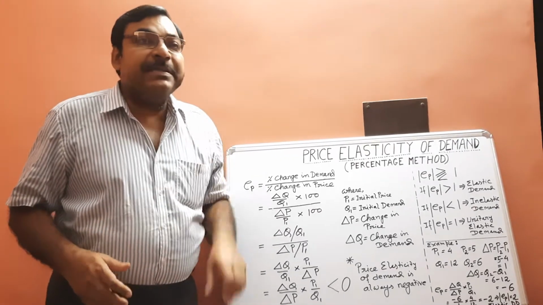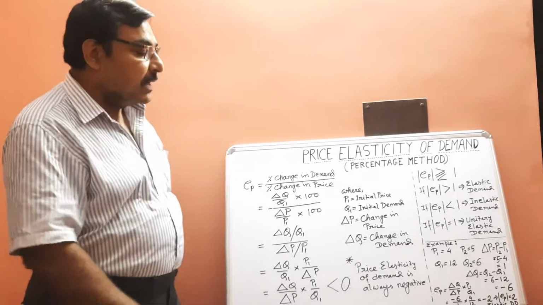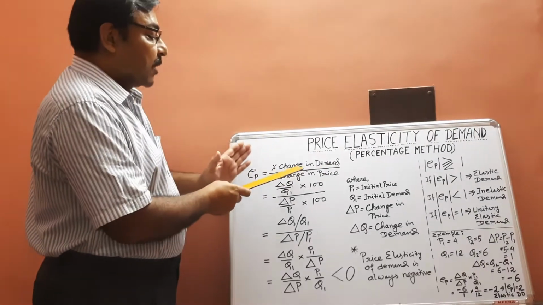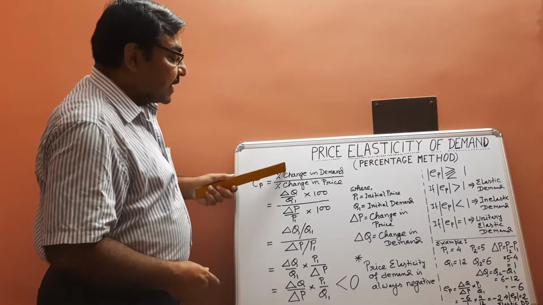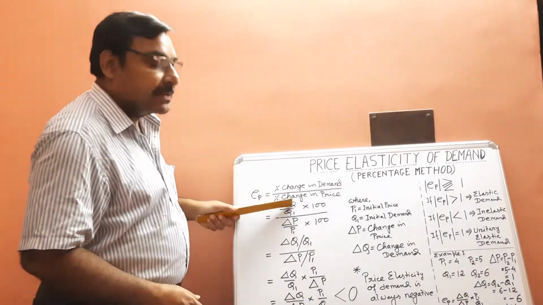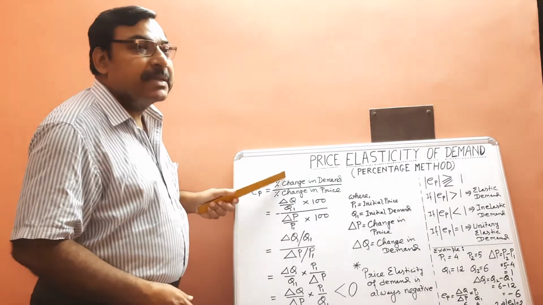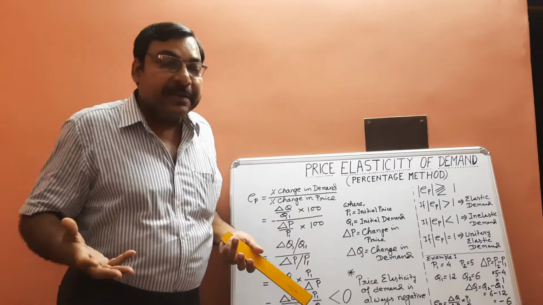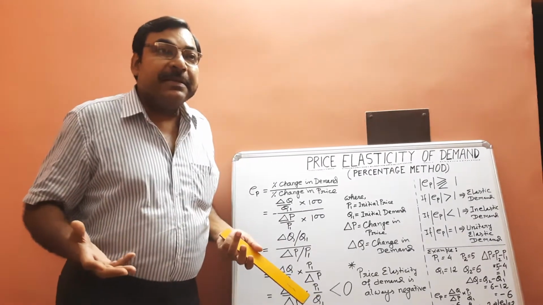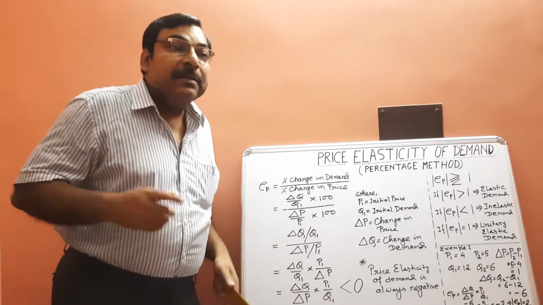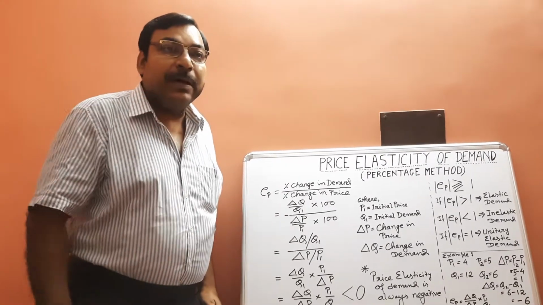But if we say demand for a commodity is elastic, then percentage change in demand must be greater than percentage change in price. If percentage change in demand is more, then we can say response is larger and demand is elastic. And if the numerator part is greater, then the answer must be greater than 1.